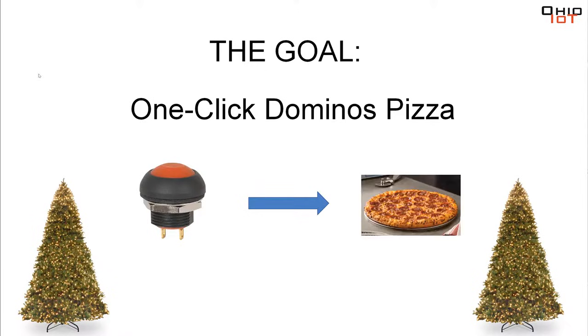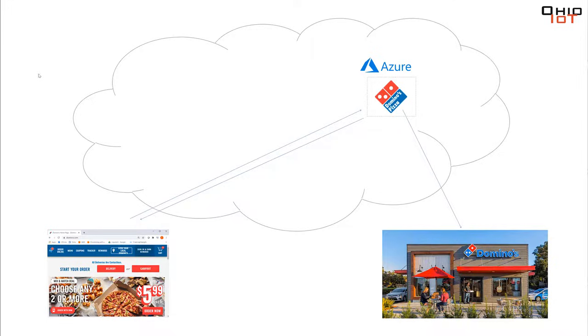And I want to accomplish that both by using the Domino's API and some MQTT, and I'll explain a little bit about how that works. I think everybody's already familiar with the fact that you can order Domino's online. You go to a website and you can talk through the internet to the Domino's server, and then it sends that order to a store and that order goes to your house.